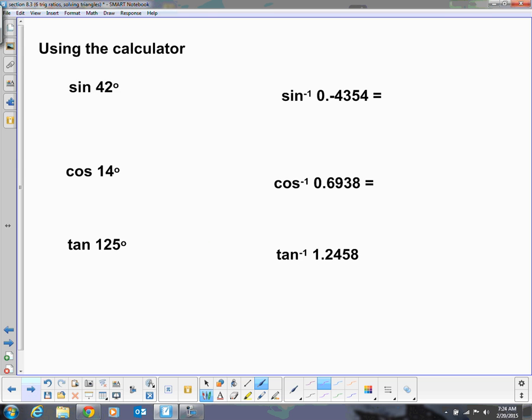All right, so what we want to do now is we want to use your calculator. Okay, I need you to do sine 42. Everybody do sine 42. Travis, what'd you get? Okay, there should be an SIN key on your calculator. You push it. Then you type in 42, and you hit equals. What did you get? 0.6691. That's what you got?